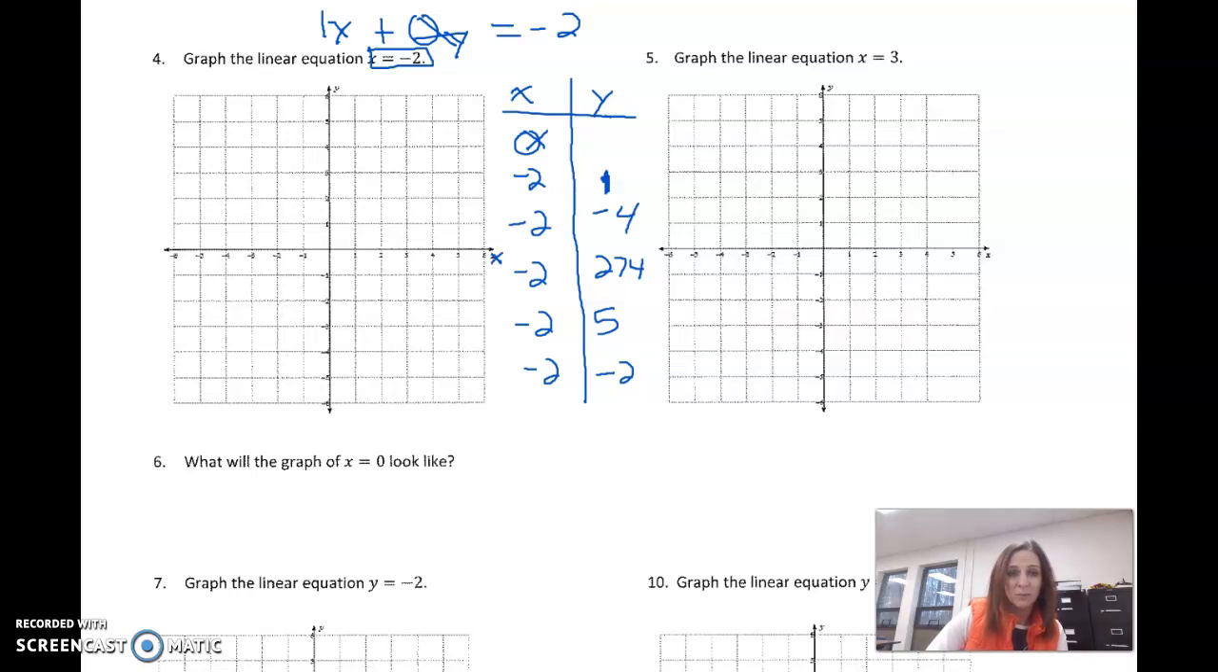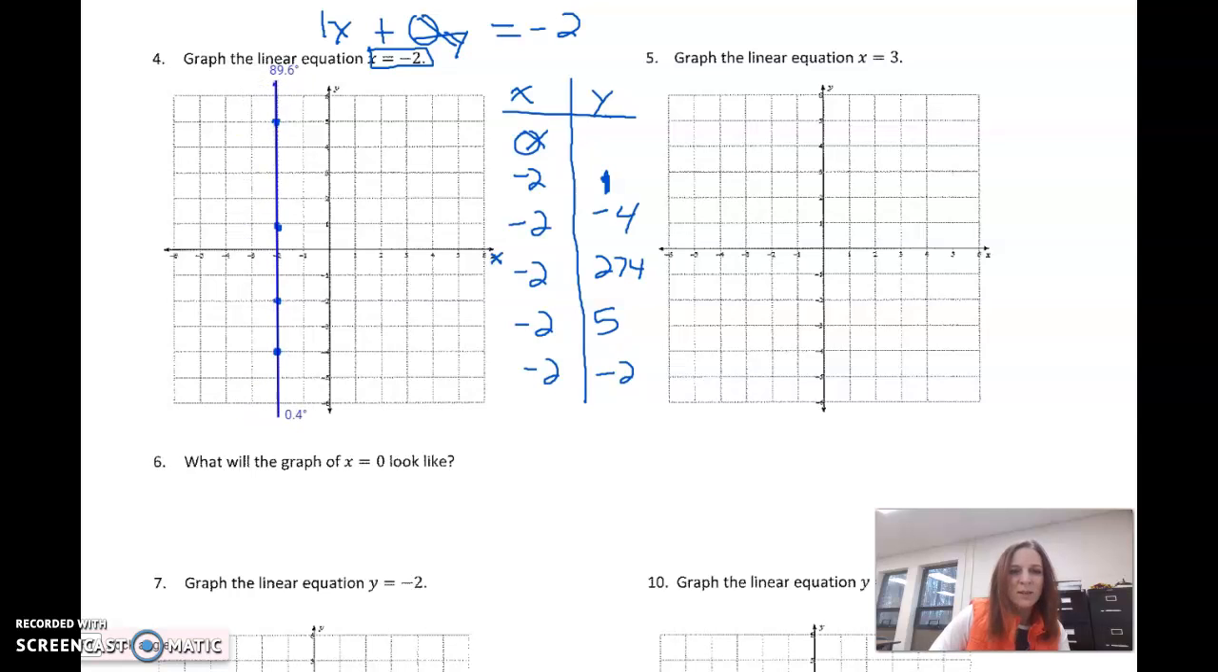So when I go to graph this, basically I need to know that my x value is always -2. So it's -2 and y is the 1, it's -2 and y is the -4. Not graphing 274, because remember, we're going to draw arrows at the end of our lines. Could be 5, -2. So you can see this vertical line forming.